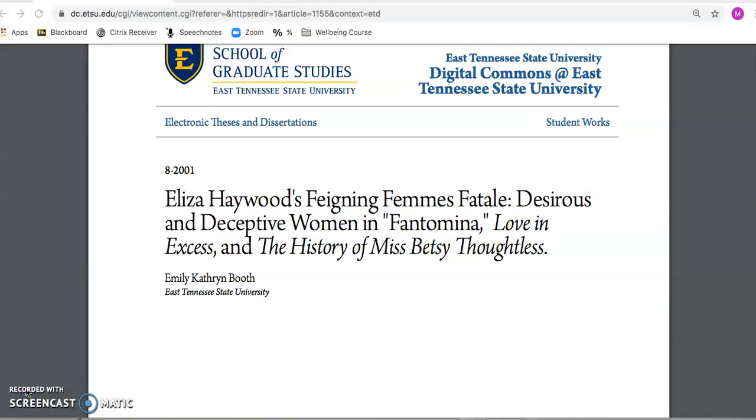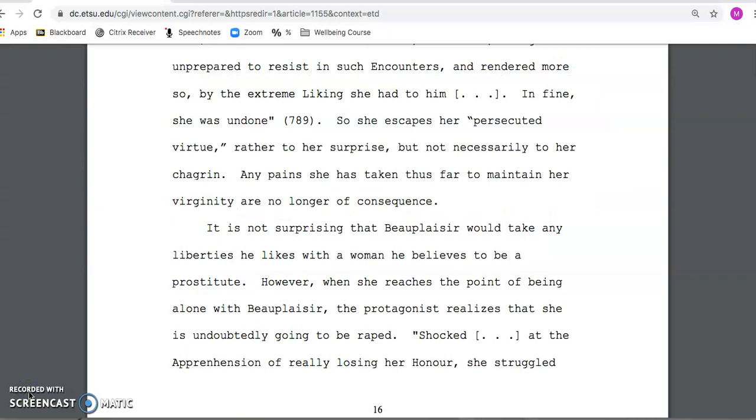Here we have a thesis about a couple of works of literature from the 1700s by an author named Eliza Haywood. And the one we're going to be focusing on is a short novel named Phantomina. So we're going to see how this particular graduate student has utilized all three forms of information that we were talking about. Now, there's a scene in this story in which the main character experiences rape. And the student here is trying to demonstrate where that takes place and its significance.